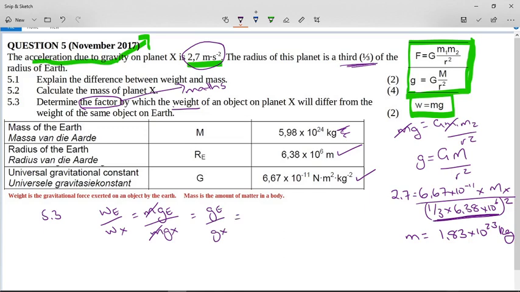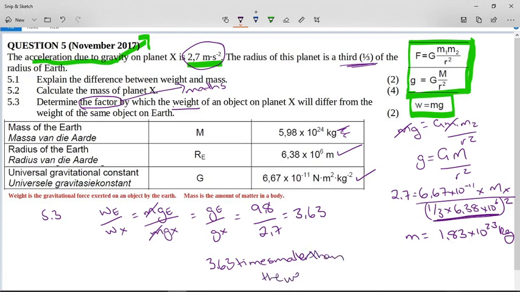So the acceleration due to gravity on Earth, we get it from the data sheet, it's 9,8. The acceleration due to gravity on planet X is in the question, it is 2.7. And if you put those into your calculator, you get 3,63. So make sure you answer the question: the weight of the object on planet X is 3,63 times smaller than the weight on Earth.